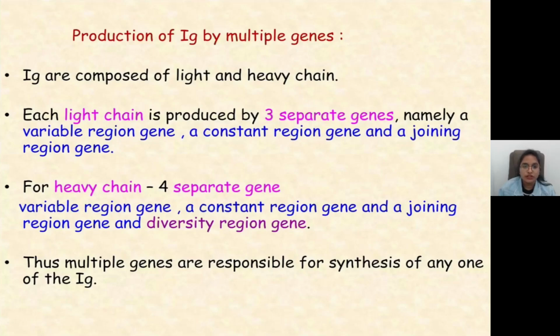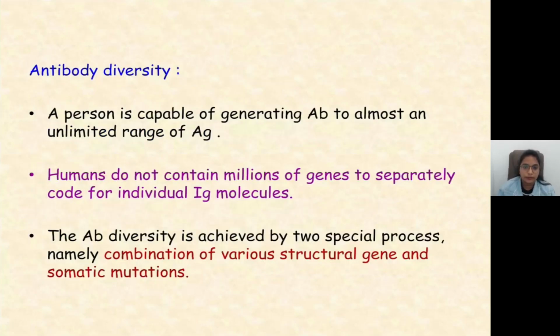Right? Production of immunoglobulins by multiple genes. Immunoglobulins are composed of light and heavy chains. Each light chain is produced from three separate genes: a variable region gene, a constant region gene, and a joining region gene. The heavy chain is produced from four genes: a variable region gene, a constant region gene, a joining gene, and a diversity region gene. So these multiple genes are responsible for the synthesis of one immunoglobulin, right?